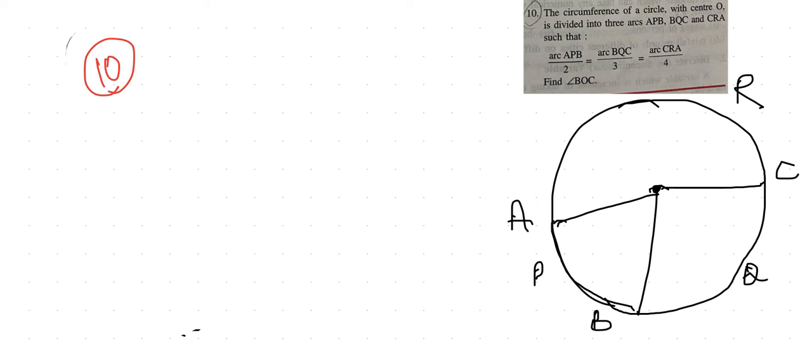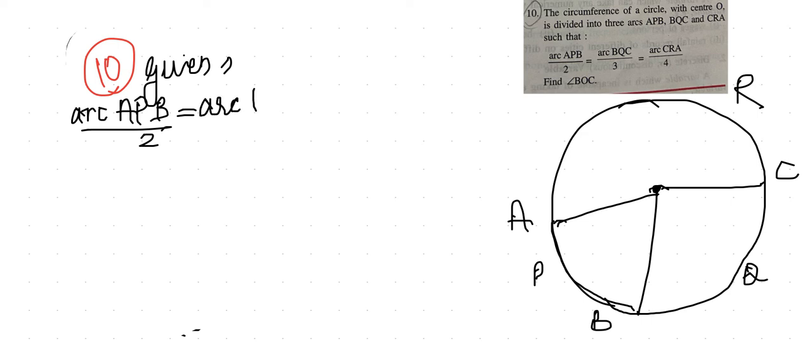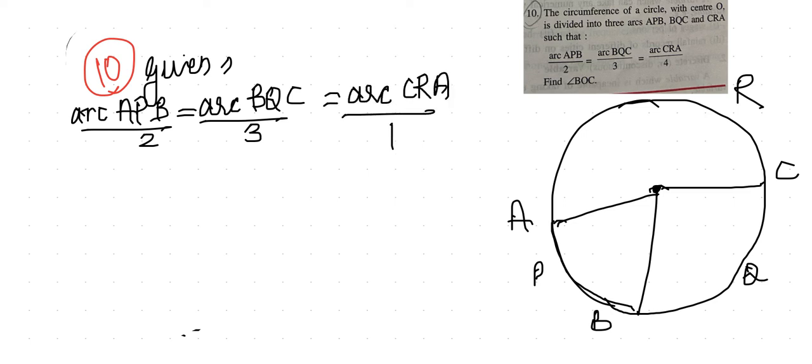So how you are going to do this? This is a different type of sum, children, and this you can take as important as well. So write down what is given. Given that arc APB divided by 2 is equal to arc BQC divided by 3 is equal to arc CRA divided by 4. Then the most important thing over there, children, is that you have to let all of them be X. So write down, let X. Once you are done with this, half of your problem is done.